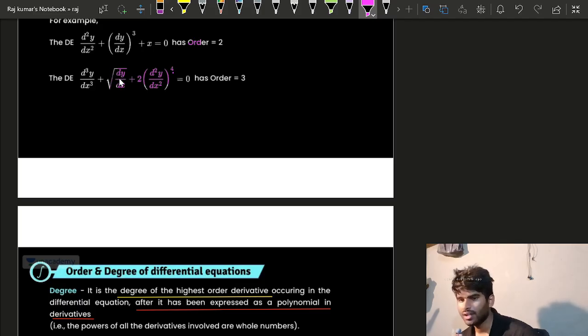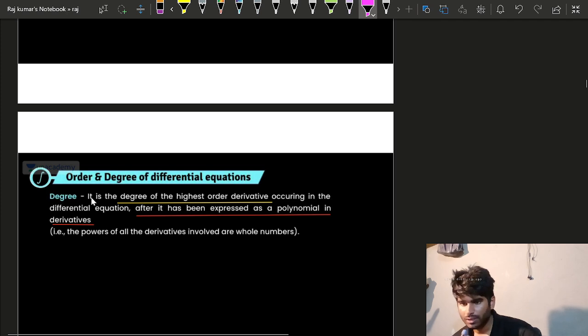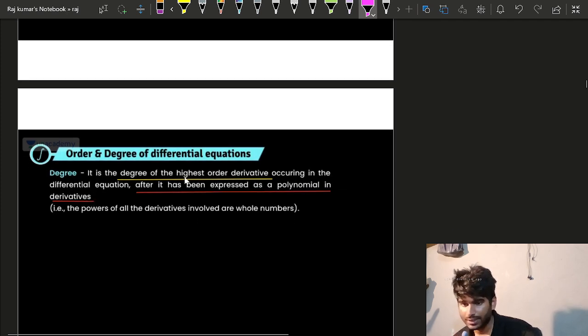When we break it in half, right? But when we see here, this is the highest order. So we just see this one and then here 3, no? So that's why the order comes to 3. But we cannot take this one. I hope you understood. But what happens with the degree? It is the degree of the highest order.